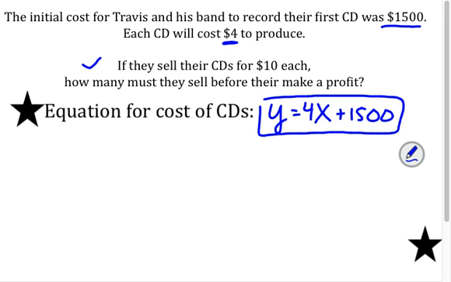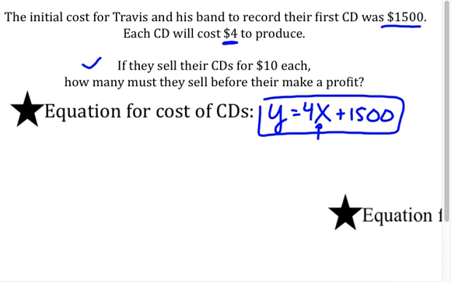If they make 10 CDs, I'd plug 10 in for x. 10 times 4 is 40. It'd be $1,500 plus 40, or $1,540 just to make 10 CDs. So you want to make a lot of CDs in order to get some profit.